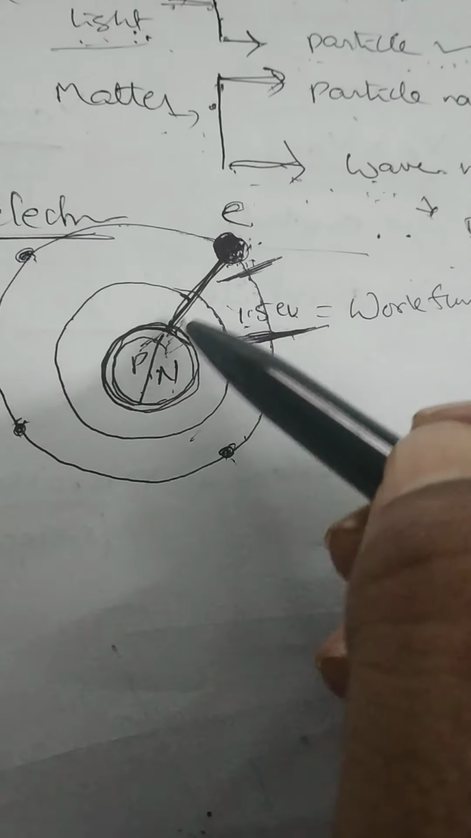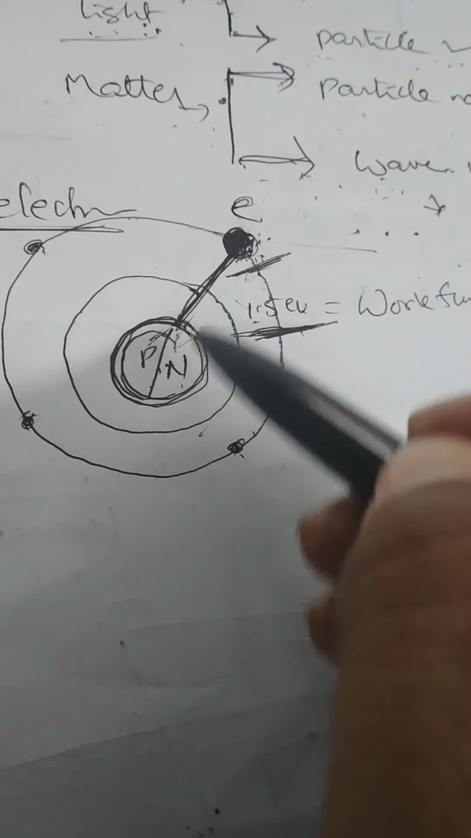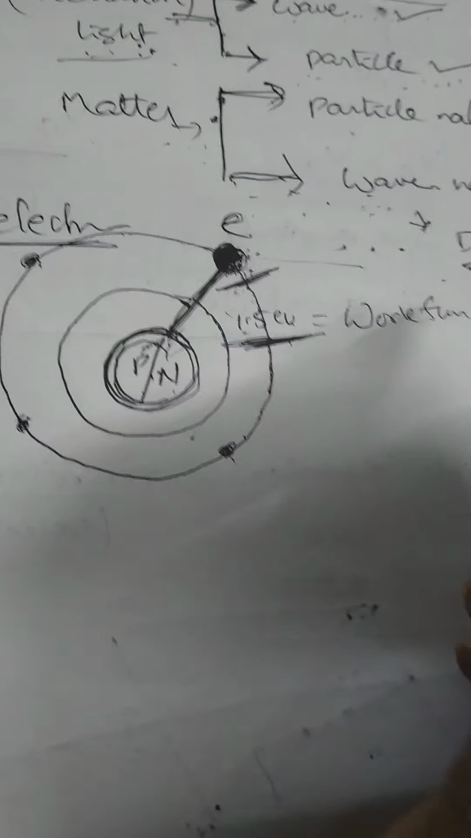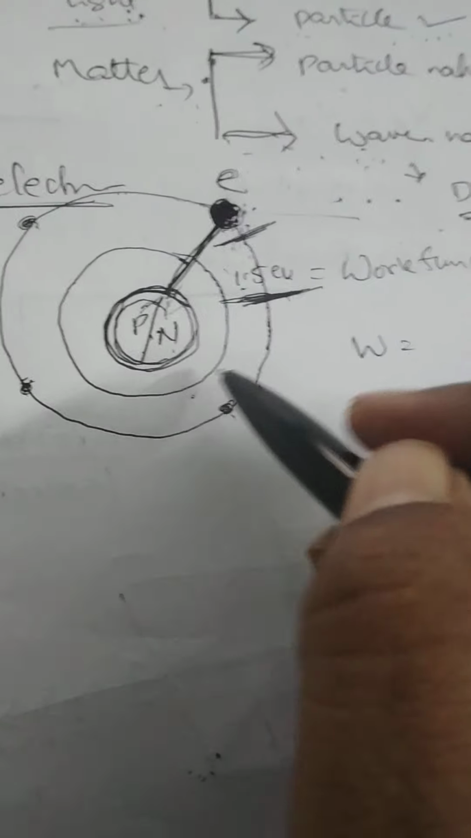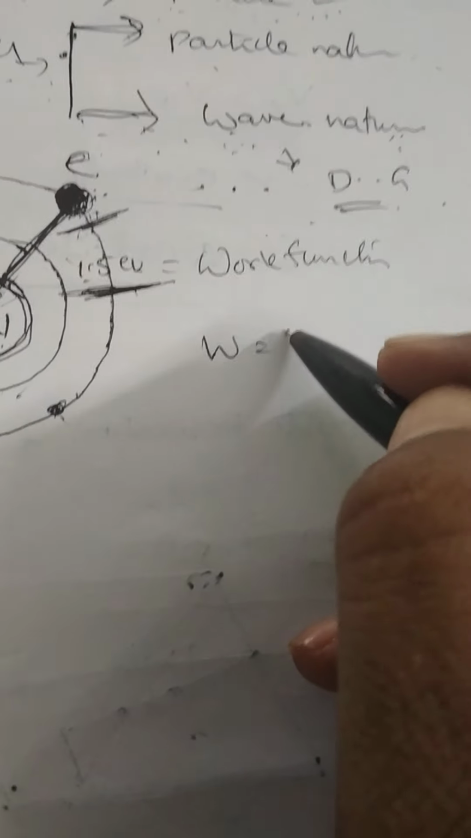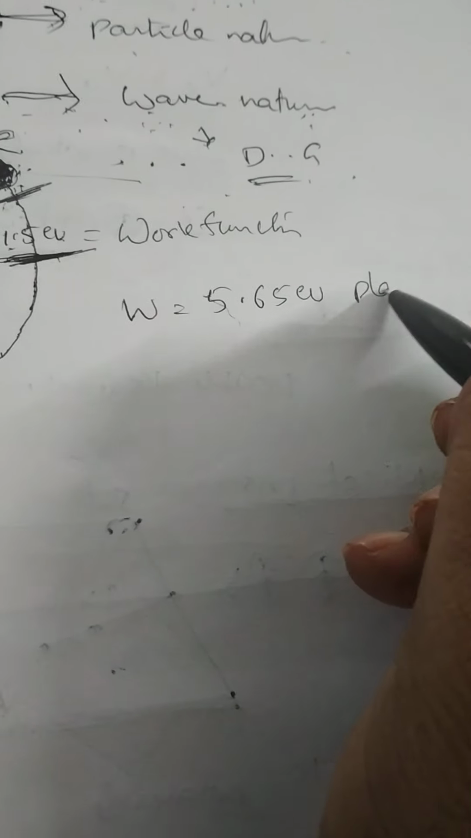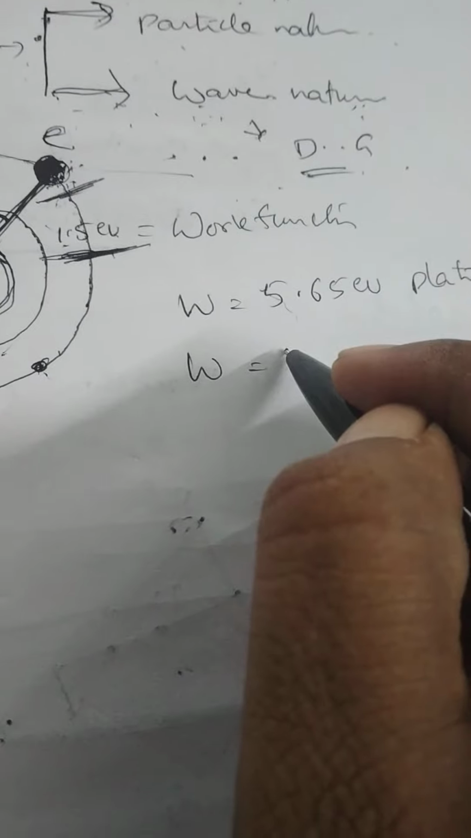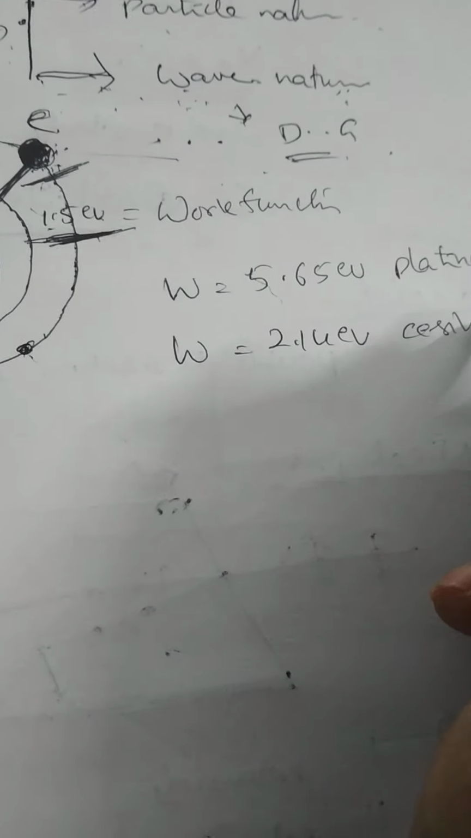Work function means the minimum energy given to the valence electron to just remove the nucleus attraction. In general, work function depends only on the nature of the metal and the condition of its surface. The value of work function is approximately 5.65 electron volts in the case of platinum, and W is equal to 2.14 electron volts in the case of cesium.